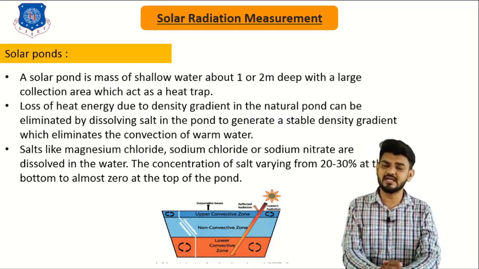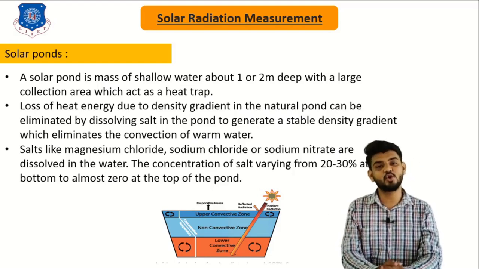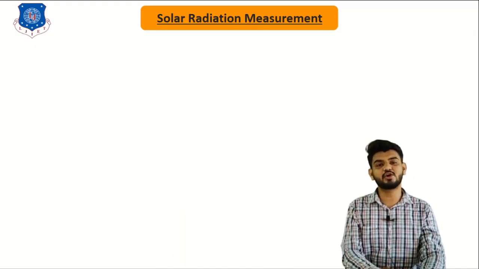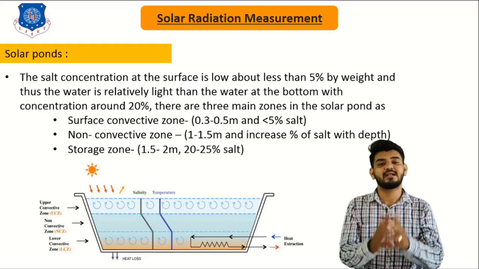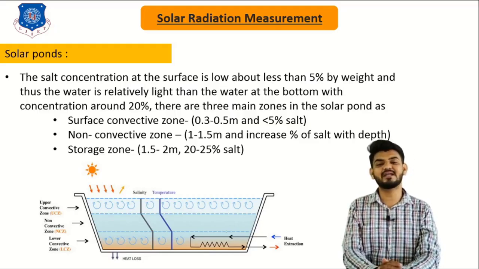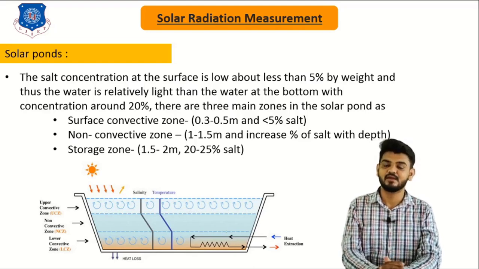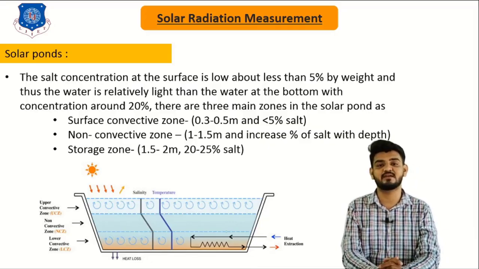So the salt concentration is highest at the bottom part of the pond and lowest at the surface of the pond. The salt concentration is very low at the surface, less than 5% by weight, and thus the water is relatively lighter than the water at the bottom, with the concentration around 20 to 25% by weight.